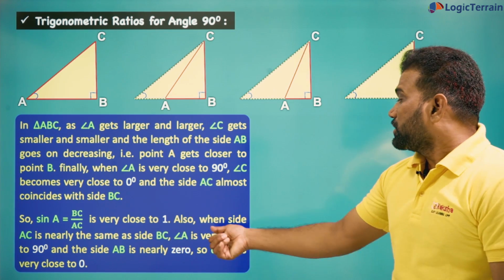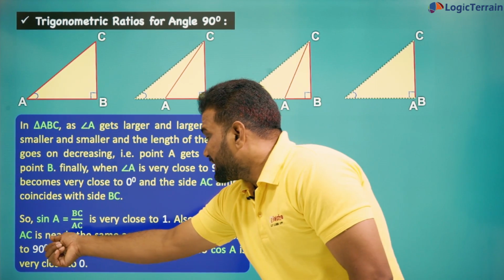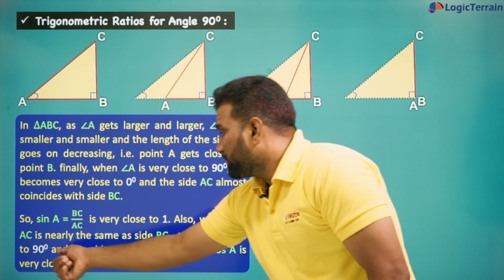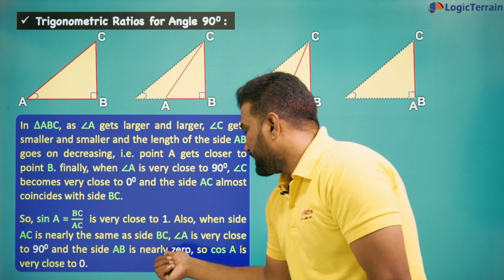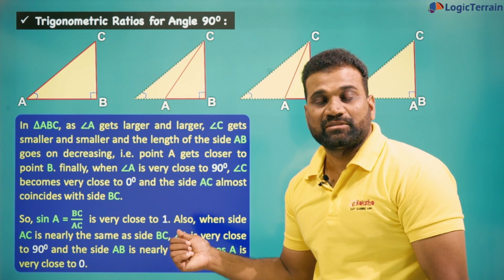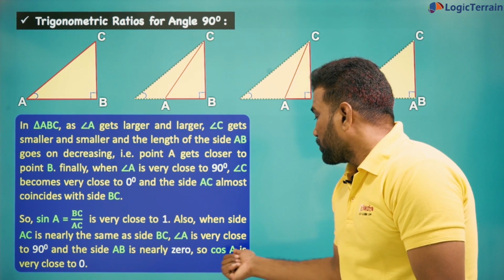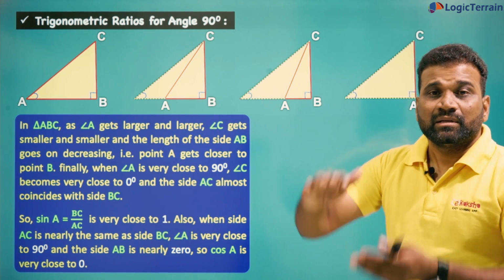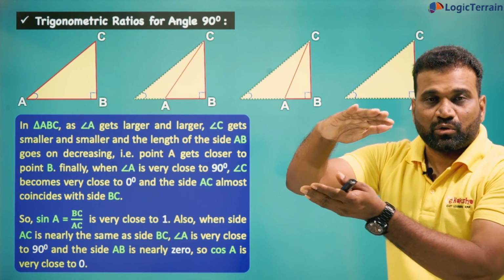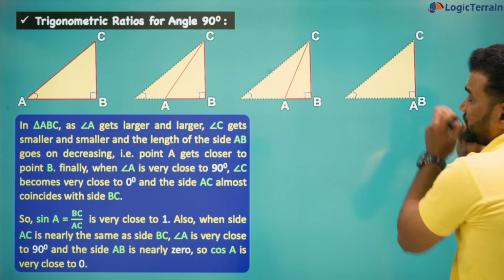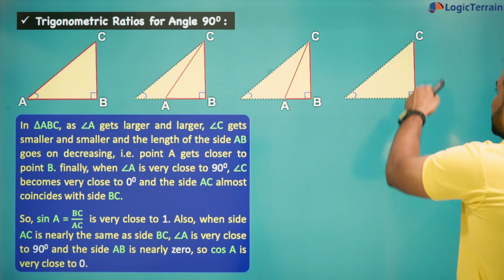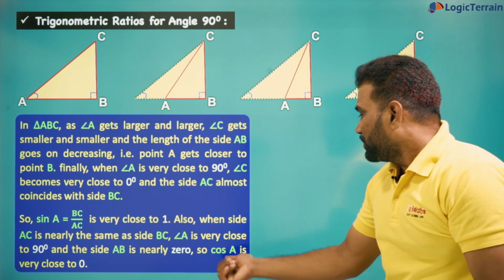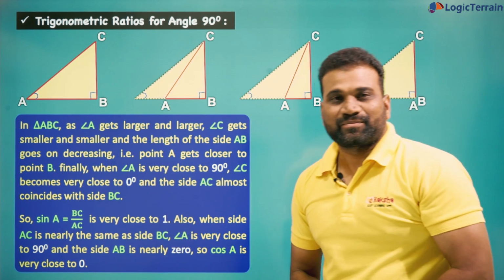Got it? Also, when side AC is nearly the same as side BC, angle A is very close to 90 degrees and the side AB is nearly 0. So cos A value is closer to 0. Because cos theta equals adjacent side to theta, or base, over hypotenuse. Here the base is almost 0 and the hypotenuse is equal to BC. So 0 over anything is 0. So cos A value is almost 0.